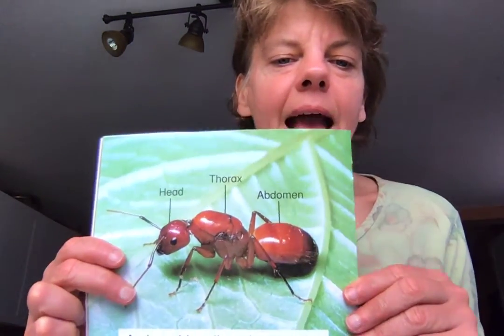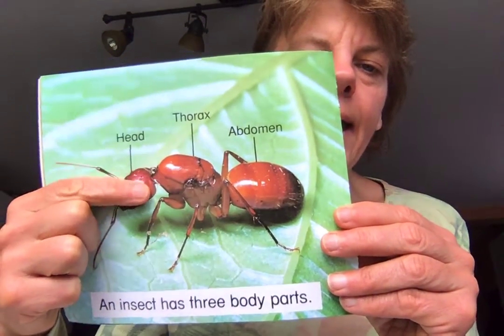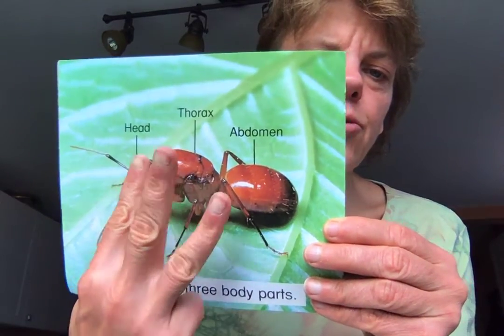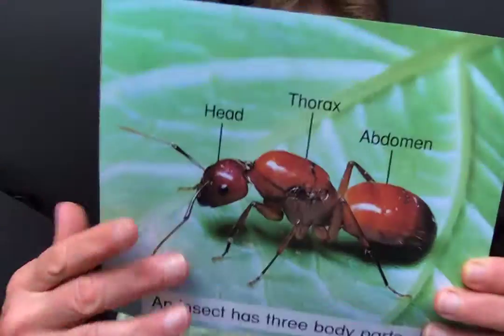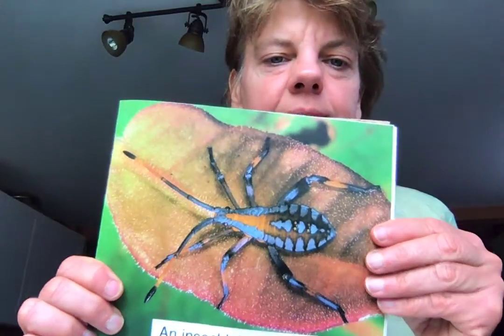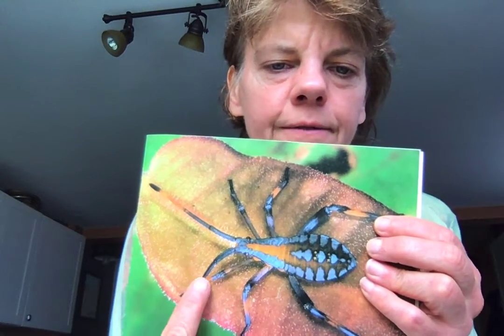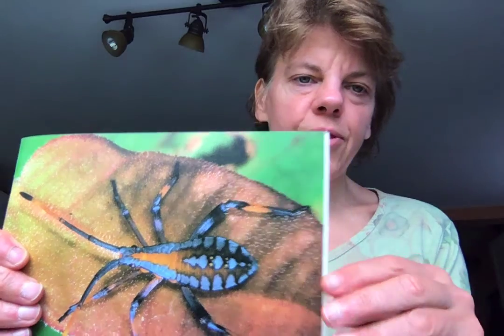An insect has 3 body parts: a head, a thorax, and an abdomen. 1, 2, 3 body parts. An insect has 6 legs. 1, 2, 3, 4, 5, 6. These guys aren't legs. These are antennas. They're kind of like eyebrows. So 3 body parts and 6 legs.